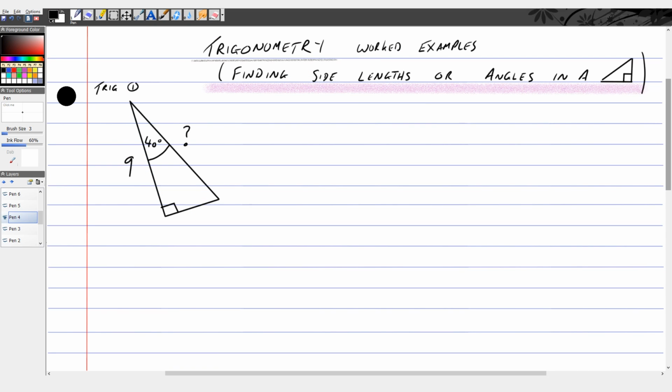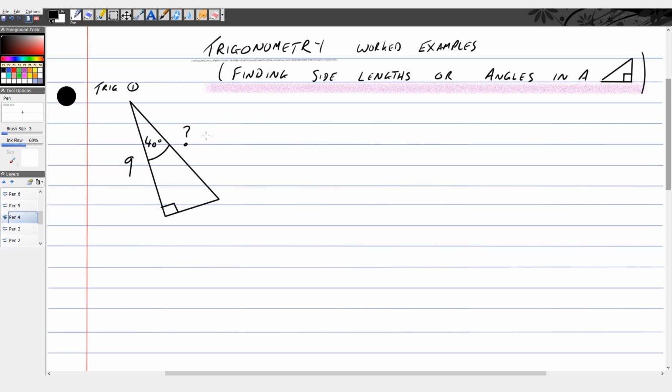So now we're on trigonometry worked examples. You must watch the video on this before you attempt these, otherwise it'll make no sense. We're going to find side lengths or angles in a right angle triangle. That's what trigonometry is for. So we've got a right angled triangle here. I've called it trig 1, so that's the number of the question, if you like. So we've got a right angled triangle, a side is 9 units long, an angle is identified as 40 degrees, and we've got an unknown side.